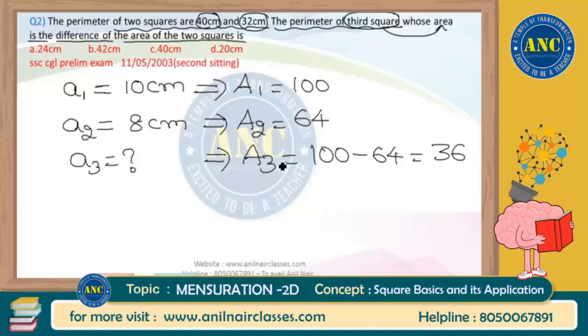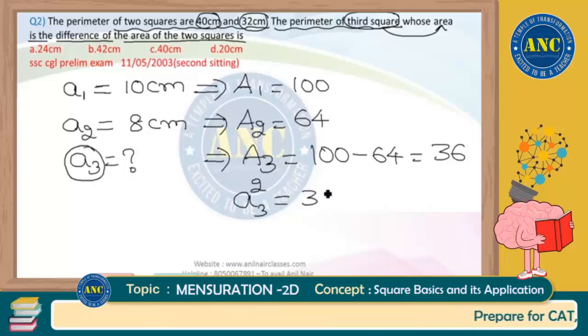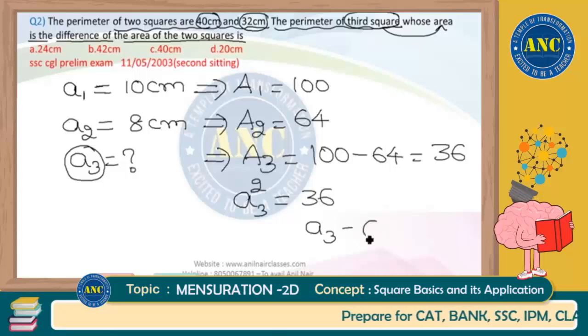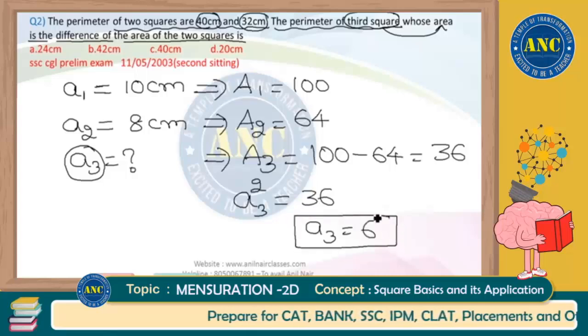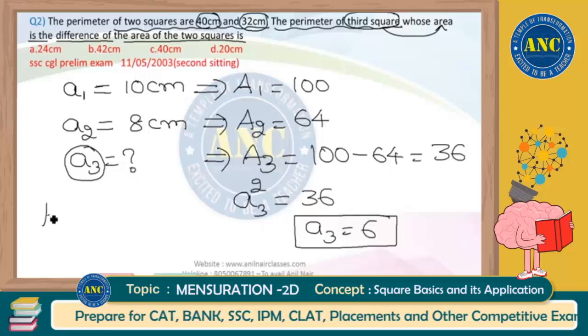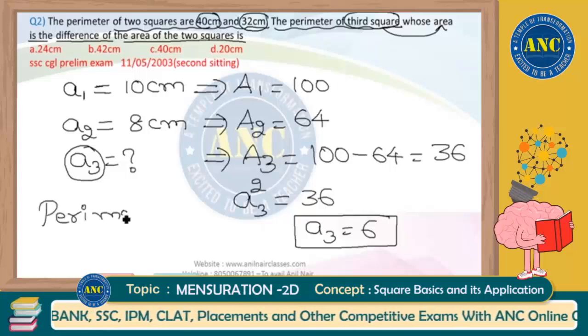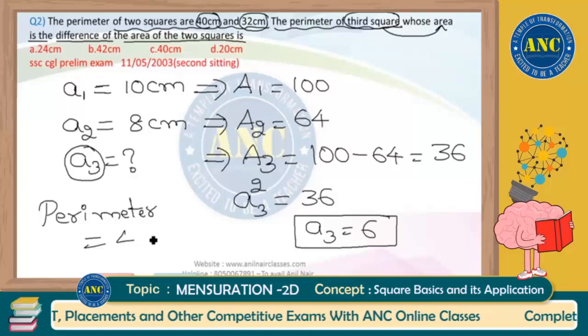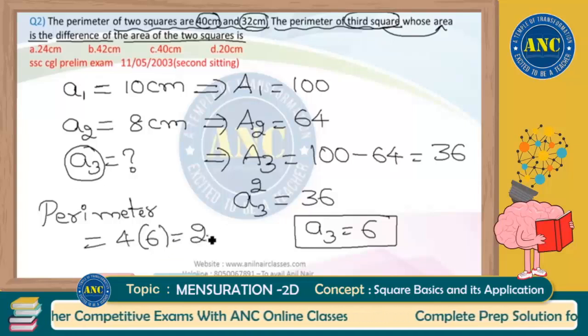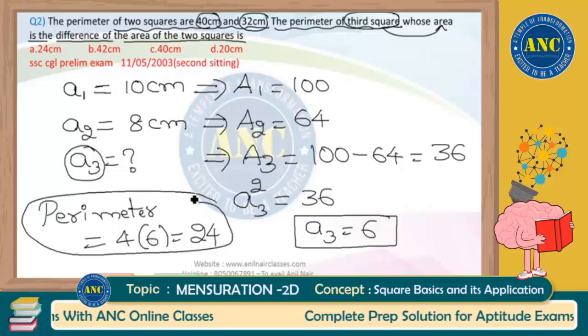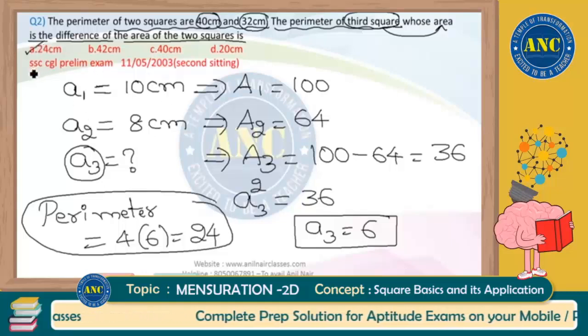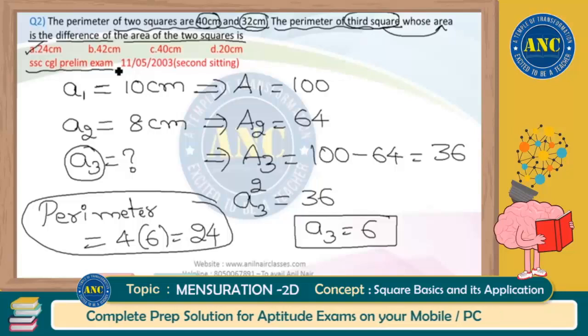Now they are saying that the area is 36. What is the area of a square in general? The area of a square is side squared. The side of the third square I have taken as a3, so a3 squared is 36. So the a3 value will be 6 centimeters. If one side of the square is 6, then the perimeter of the third square is 4 times 6, which is 24 centimeters, which is option A in this question. This is also an original CGL prelims examination question.